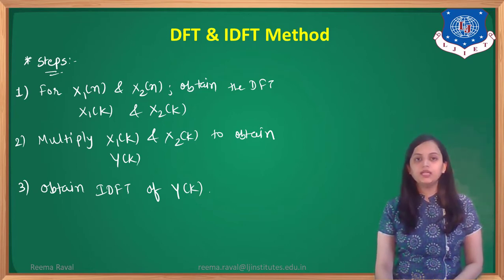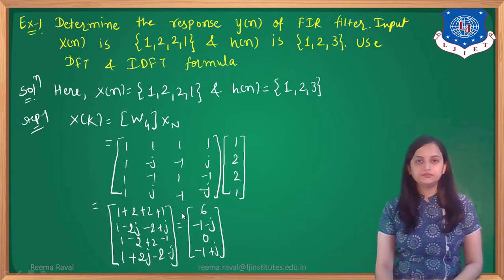Step 2 is to multiply the obtained sequences x1 of k and x2 of k to obtain y of k. So in step 2, we will obtain y of k, that is equals to multiplication of x1 of k and x2 of k. Then the third step is to obtain IDFT, that is inverse discrete Fourier transform of y of k. So again we will use the matrix method to find the IDFT of y of k, that means to obtain y of n. Let's see the example.